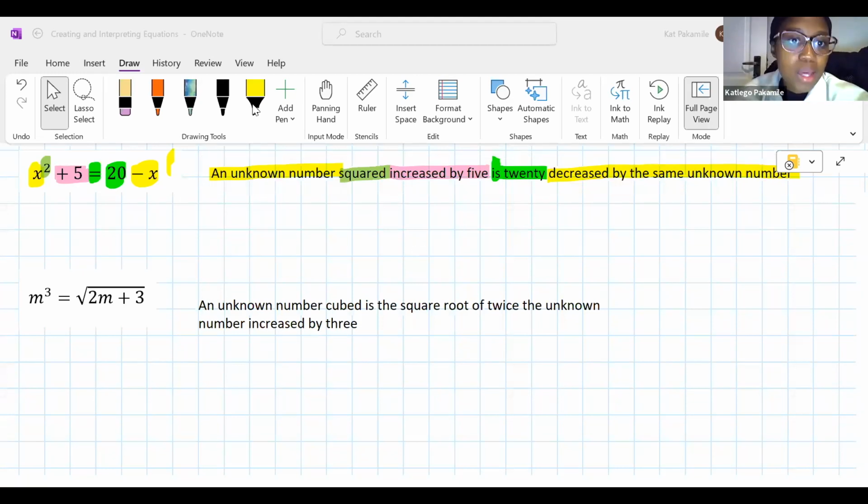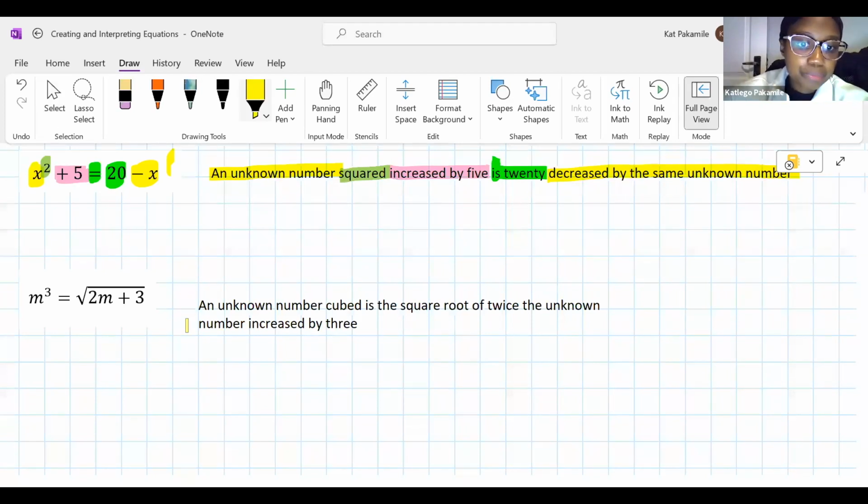Okay, cool. Let's see. An unknown number, we have our M. I keep using yellow for unknown number. It's very weird.